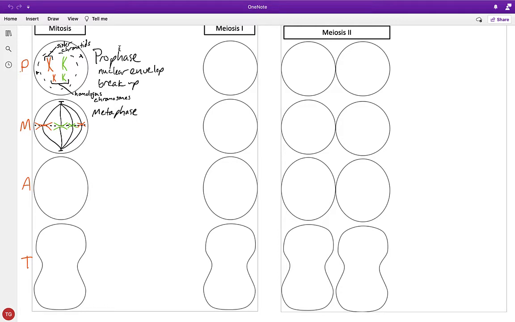Now, of course, we know we're going to get separation of the sister chromatids. Why do we know that? They're identical copies that were made in the S phase of interphase, with the idea here that if we double our DNA and then we pull it in half, we can have two cells that have exactly the same DNA.